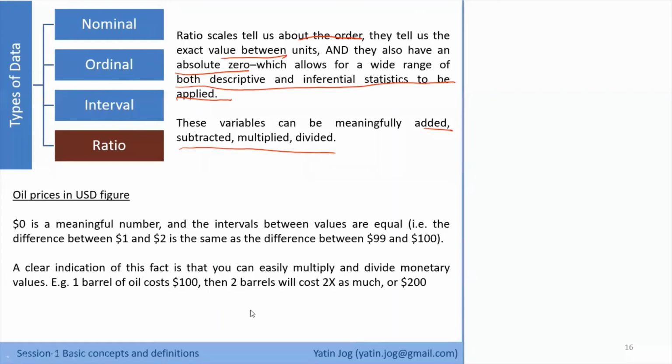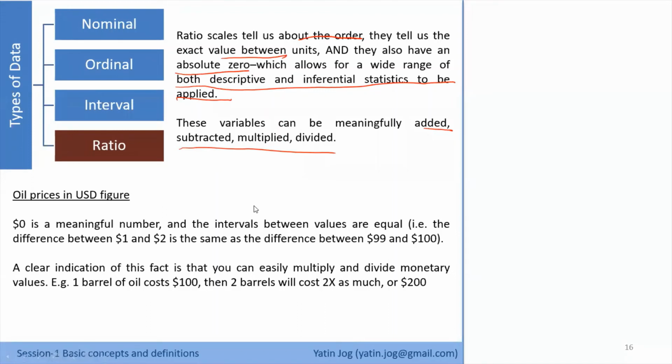What is important in this example is that zero is defined. When I say $0, that zero is defined. So the difference between 1 and 2 is the same as the difference between 99 and 100. And that's why, if the cost of one barrel is 100, the cost of two barrels has to be 200. It has to be 2 times the cost of one barrel. So this is one example to describe the meaning of ratio.